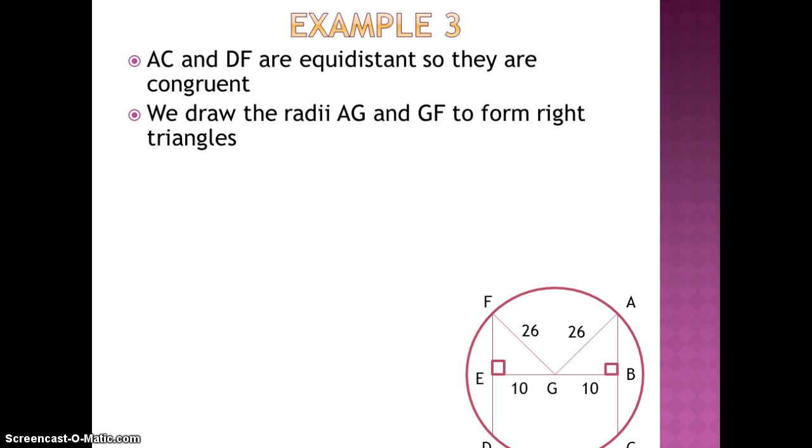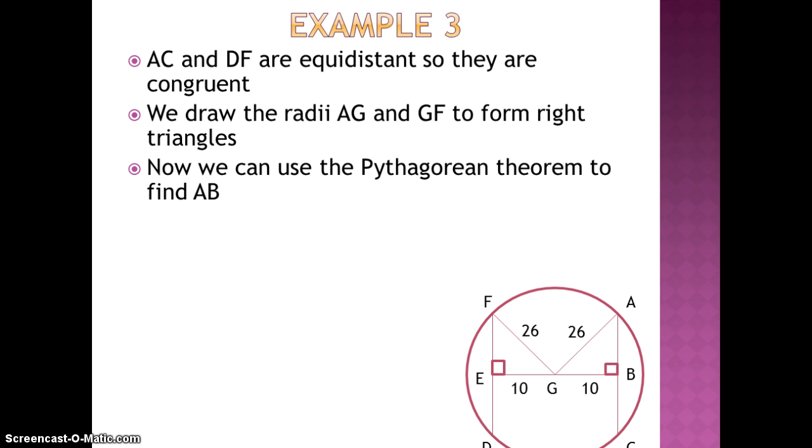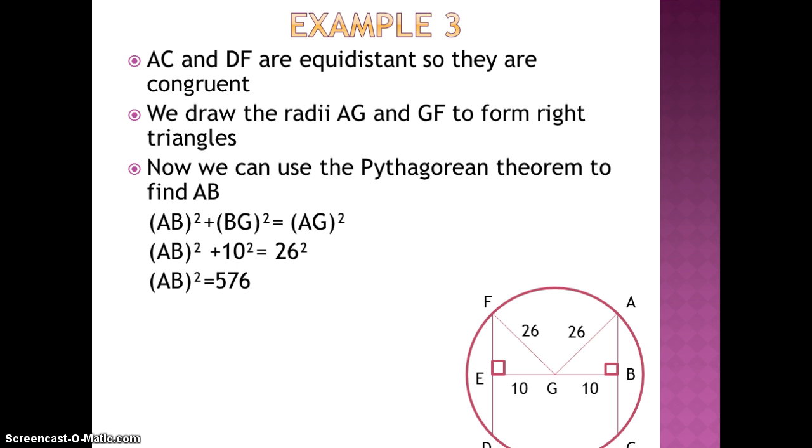We draw the radii AG and GF to form right triangles. Now we can use the Pythagorean theorem to find AB. So AB squared plus BG squared equals AG squared. AB squared plus 10 squared equals 26 squared. AB squared equals 576, and AB equals 24.